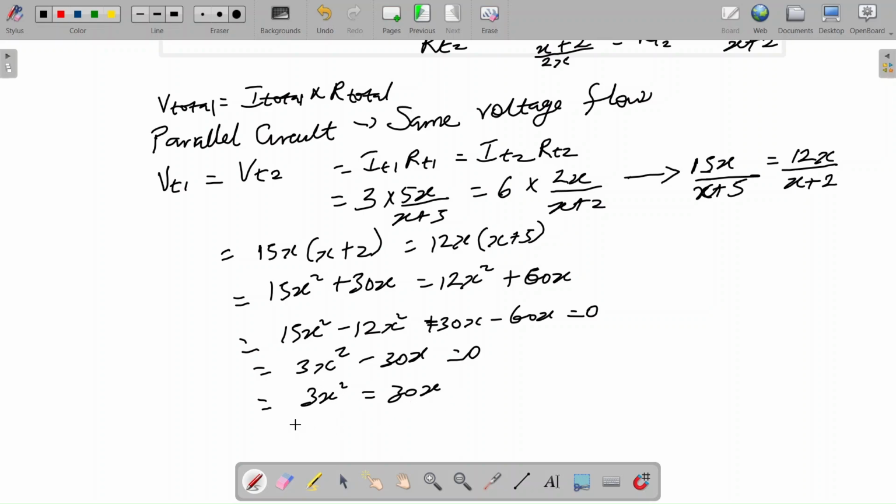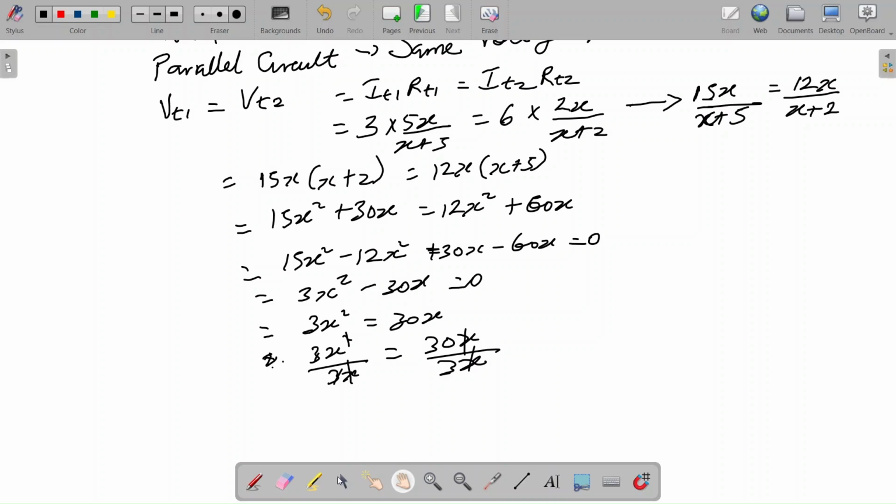x is common, and 3 can divide 30, so you can divide through by 3x. Therefore 3x squared divided by 3x equals 30x divided by 3x. As we cancel, 1x cancels 1x, 3 cancels 3. So x equals 30 divided by 3, which is 10. So that means your x is 10. That is the value of your x.